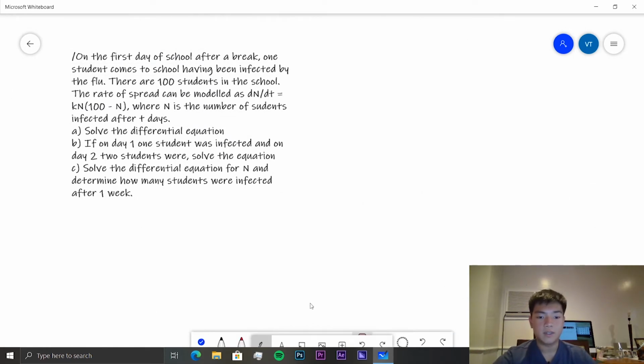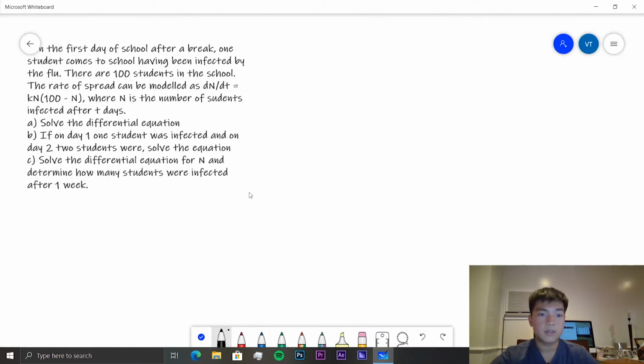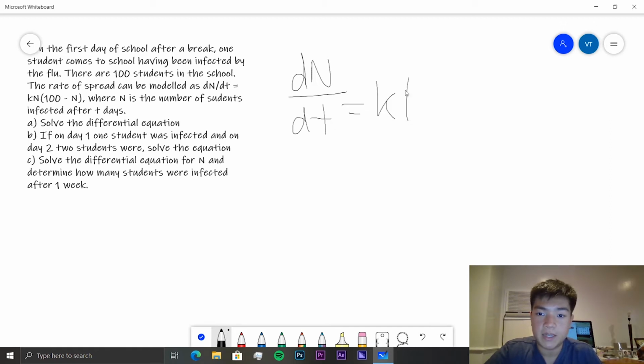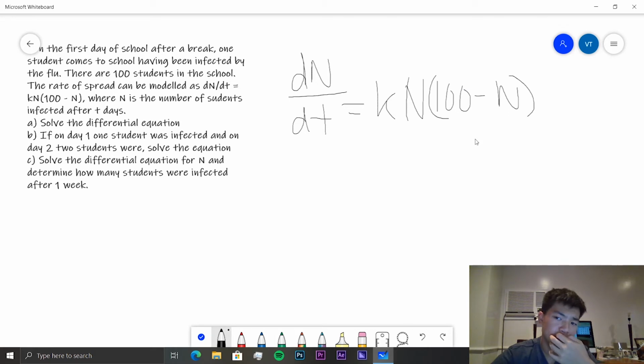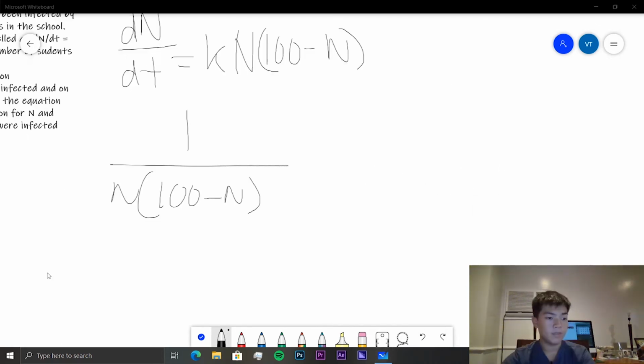So we have dn over dt is equal to k times n times 100 minus n. Okay, so we can simply put this as 1 over n times 100 minus n dn is equal to k dt. Sorry, I'm back.